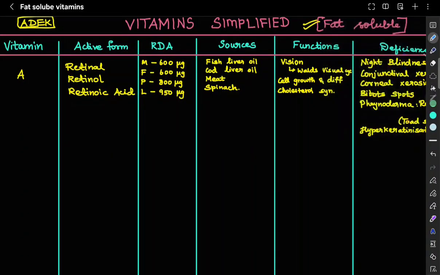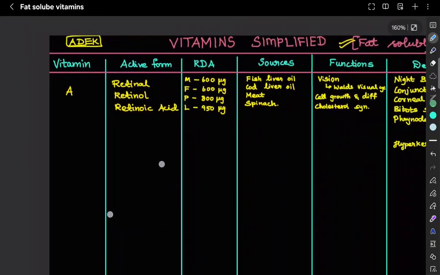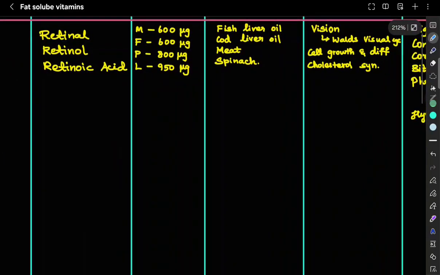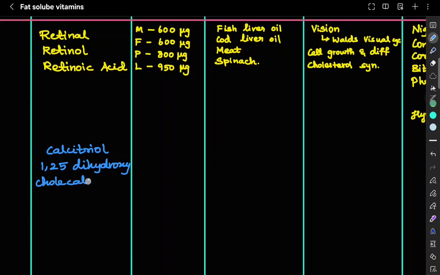Next vitamin we have is vitamin D. So the active form of vitamin D is calcitriol. So calcitriol is nothing but 1,25 dihydroxy cholecalciferol. So calcitriol is the active form of vitamin D, which is nothing but 1,25 dihydroxy cholecalciferol.